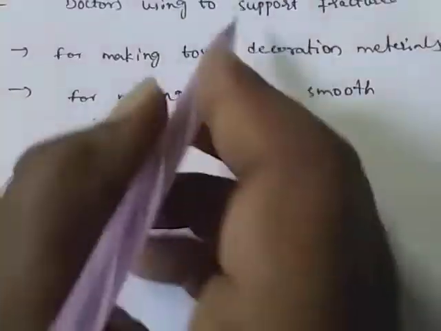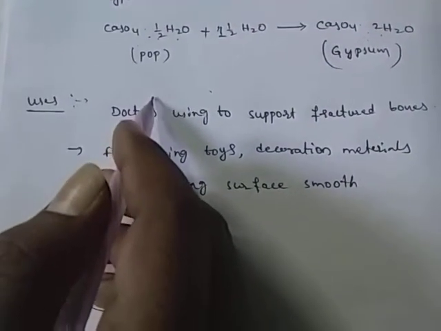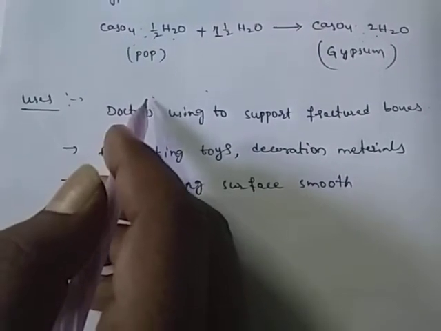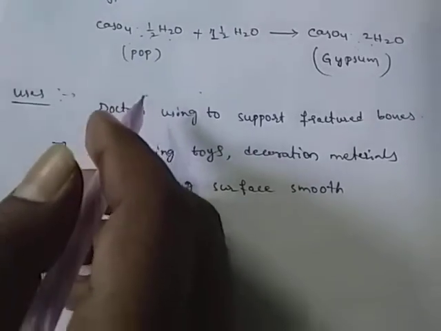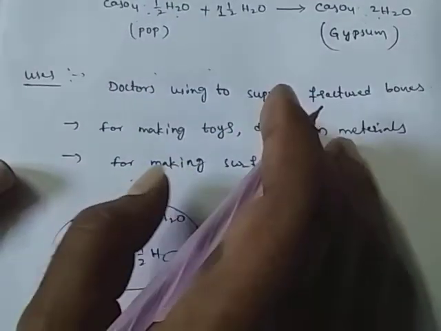Okay, this is about the plaster of Paris. And washing soda, baking soda, and sodium hydroxide we can also prepare from the common salt. These are the preparations from the common salt. So the chapter will be over.